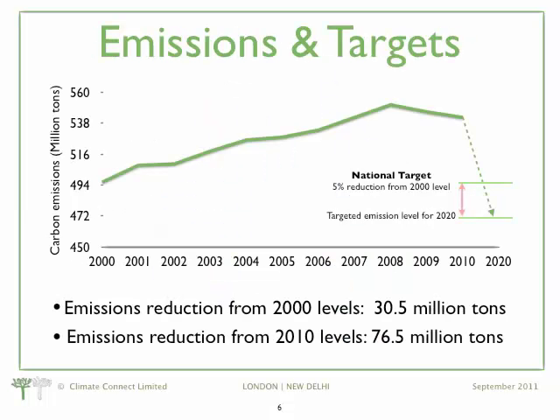Australia has announced a national target to reduce its carbon emissions by 5% by 2020 from 2000 levels. In 2010, Australia's carbon emissions were 542 million tons, which translates into a reduction target of 76.5 million tons between 2010 and 2020.